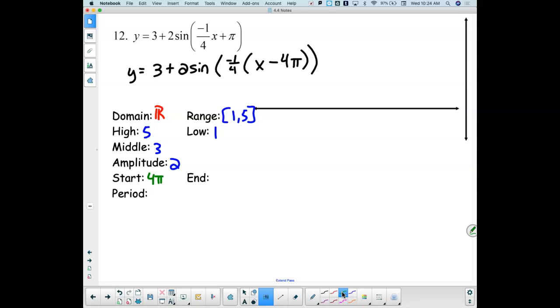8 pi. Yep, 8 pi. Because we've got 2 pi divided by 1/4. Really, it's the absolute value of negative 1/4, but then it's going to be 8 pi. So where is this going to end? 12 pi. Good job, Mel.